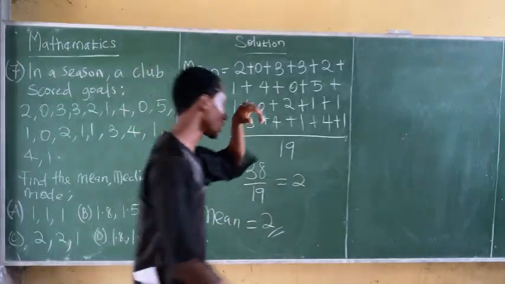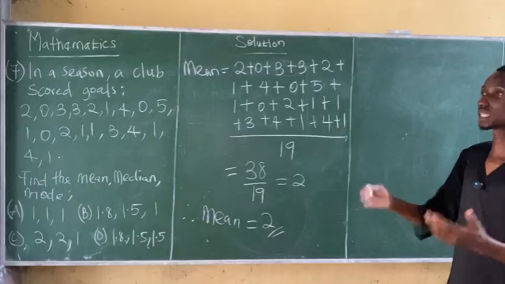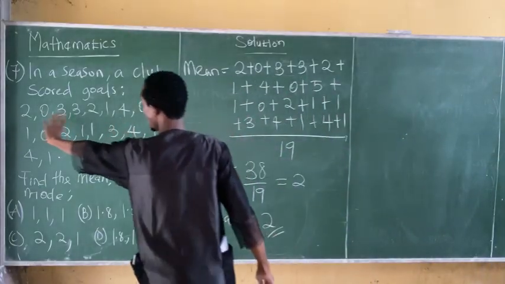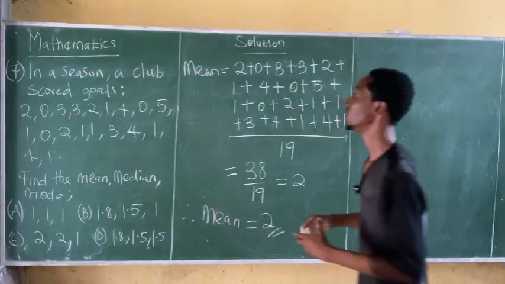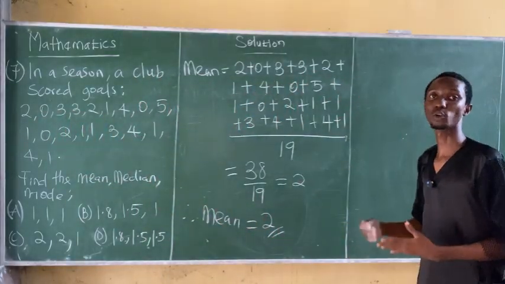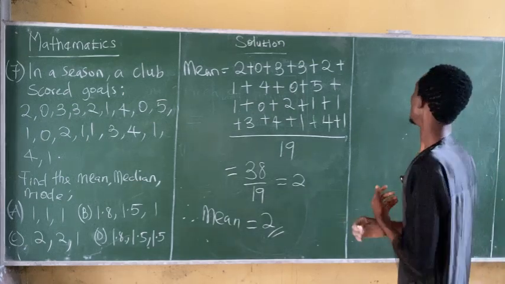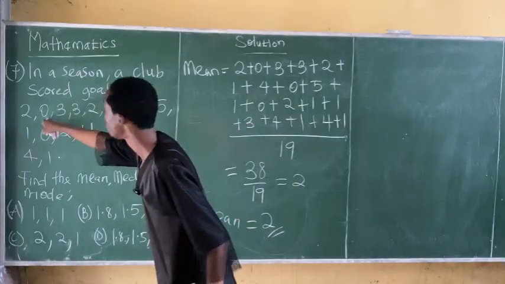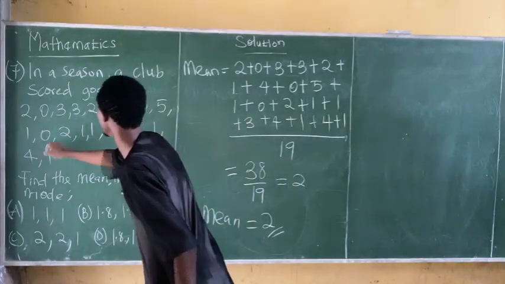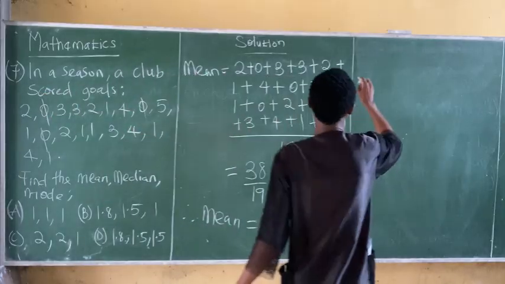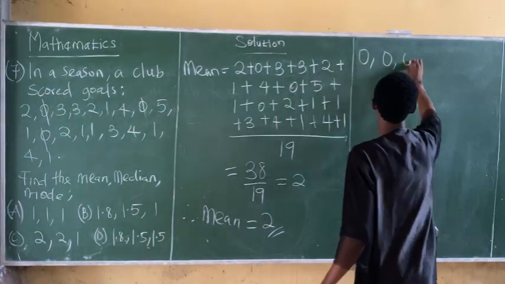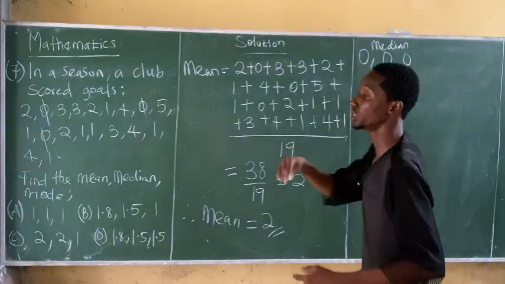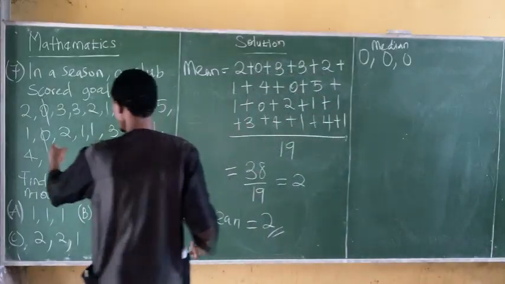For you to get the median, you have to arrange the numbers in either ascending or descending order. It means you arrange this set of numbers either from the highest to the lowest or from the lowest to the highest. If we arrange it in ascending order, we have 0, the least value here. How many 0 do we have? 1, 2, 3. So we have 0, 0, 0. And don't forget, the median means the middle number.